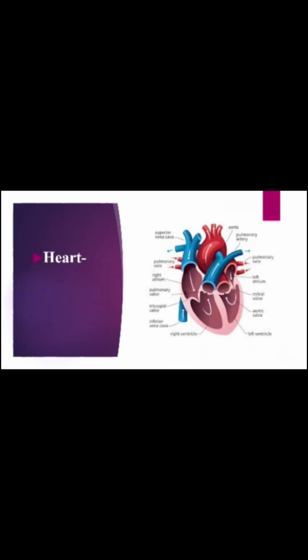Then the heart. The heart is a hollow muscular organ located in the center of the thorax. It occupies the space between the two lungs and rests on the diaphragm. It has three layers: the pericardium, myocardium and endocardium. It has four chambers: right atrium, right ventricle, left atrium and left ventricle. Here is the superior vena cava, the inferior vena cava. Here is the aorta, the pulmonary artery, and these are the veins. Here is the tricuspid valve and this is the bicuspid or mitral valve. So that's all about the heart.